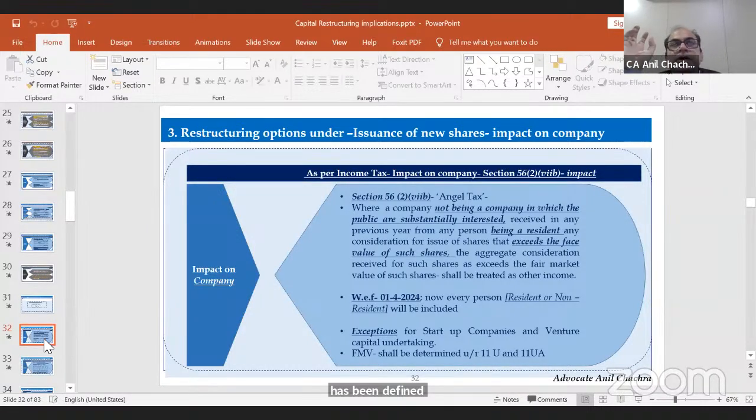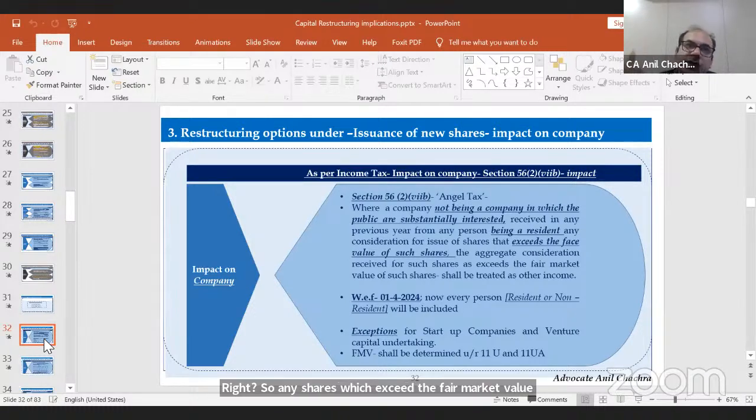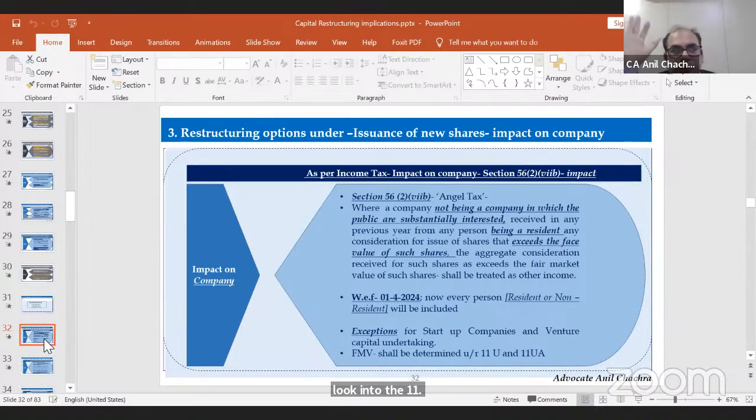So any shares which exceed the fair market value, fair market value means that we have to look into the 11UA rule. If it exceeds, it will be treated as a part of the other income.